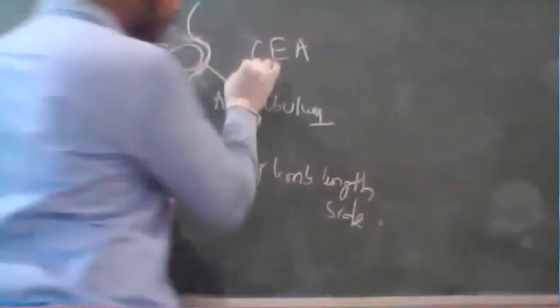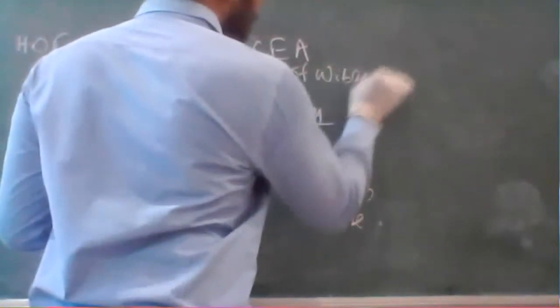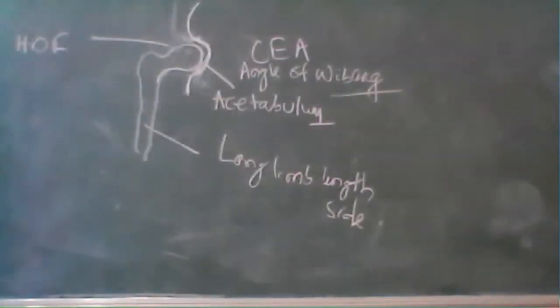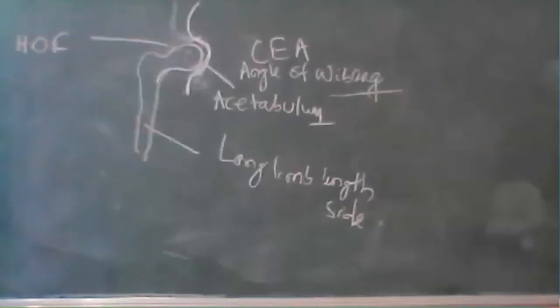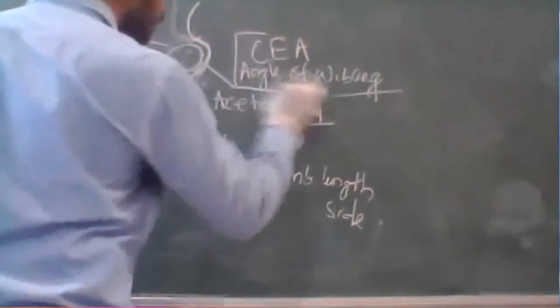Another thing, I told you CEA, center edge angle. So center edge angle is otherwise called angle of Wiberg. Remember, angle of Wiberg. Have you completed your hip joint biomechanics? Have you read angle of Wiberg, center edge angle? Okay. So this is called CEA, center edge angle, otherwise called angle of Wiberg.